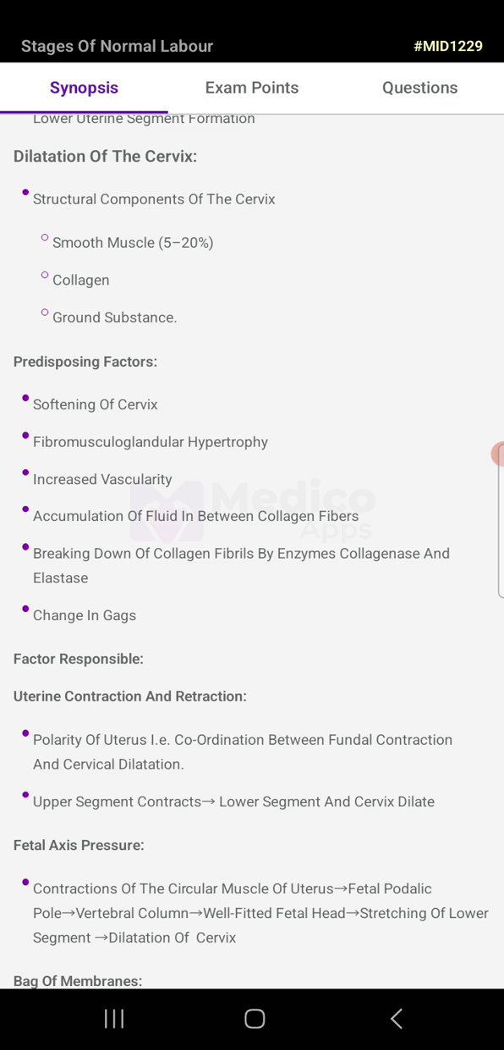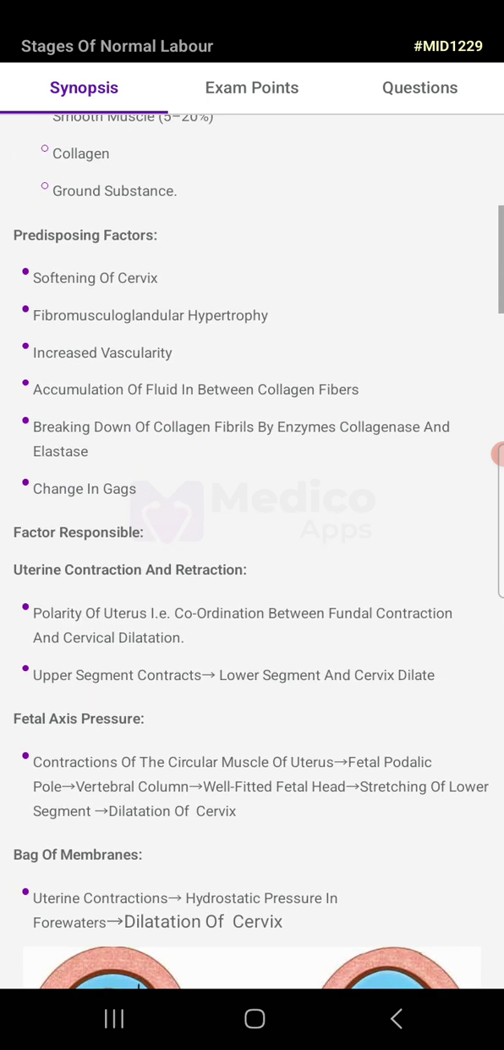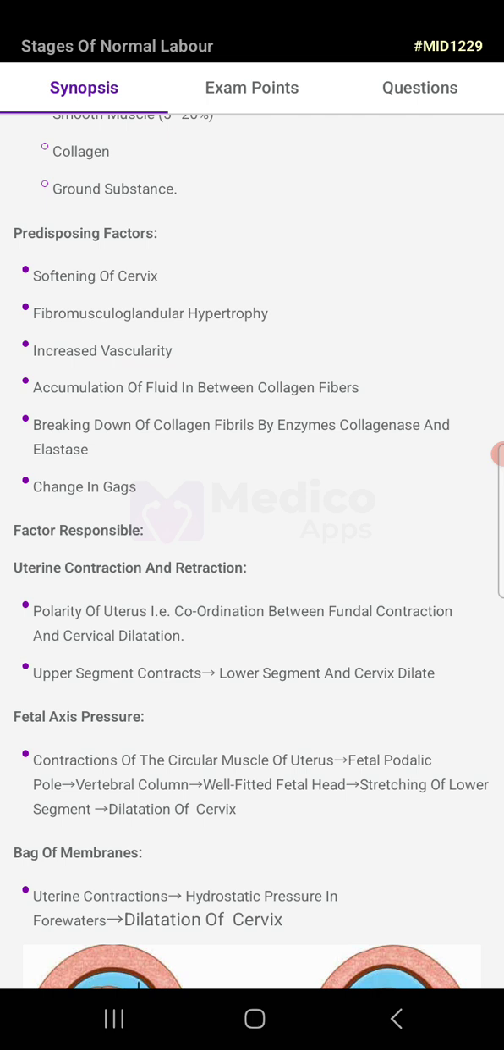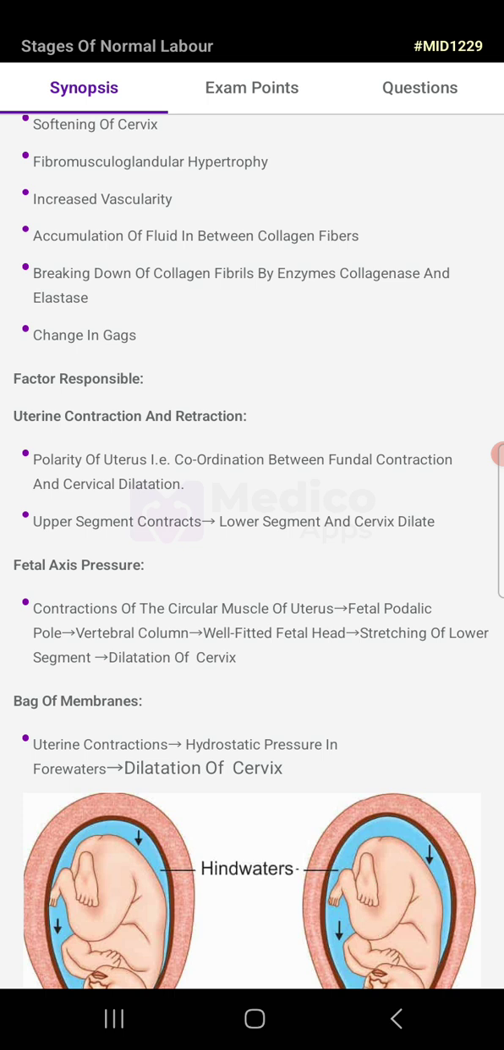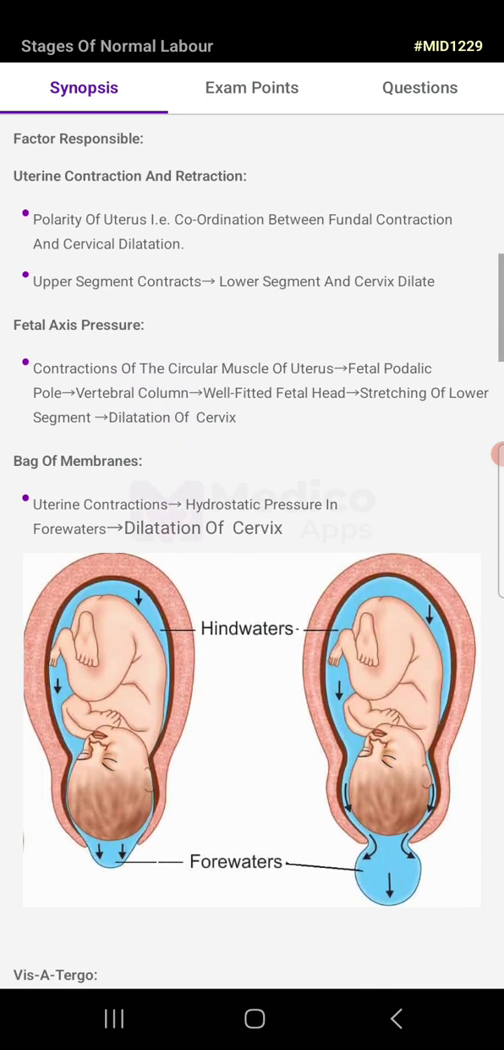Factor responsible: uterine contraction and retraction. Polarity of the uterus, that is coordination between the fundal contraction and the cervical dilation. Upper segment contracts, lower segment and the cervix dilate. Fetal axis pressure, contraction of the circular muscle of the uterus. Fetal podalic pole, vertebral column, well fitted fetal head, stretching of the lower segment, dilation of the cervix.